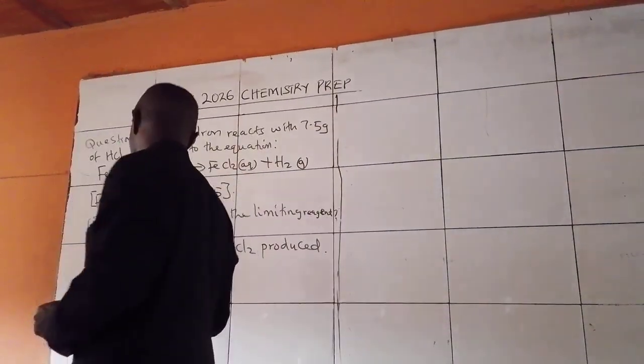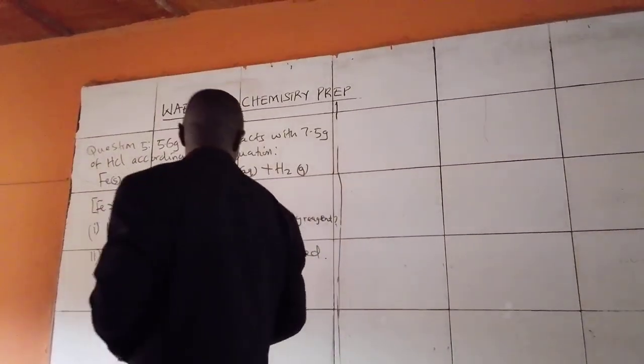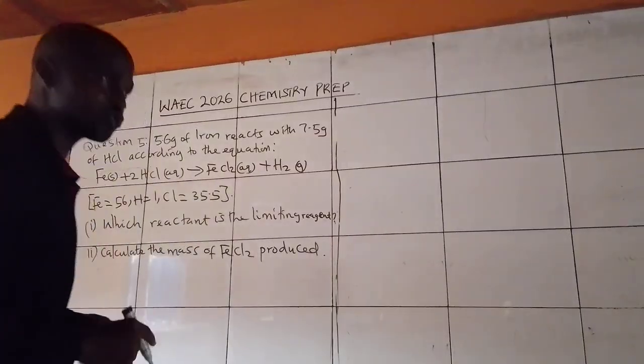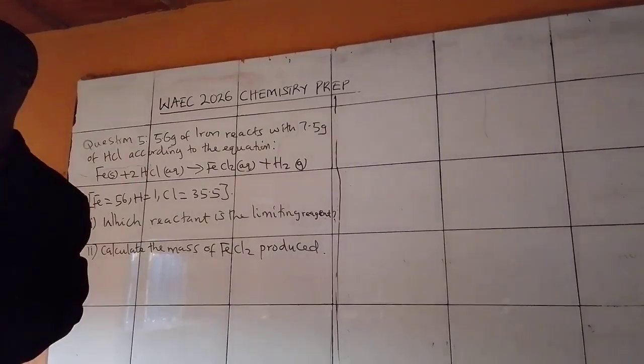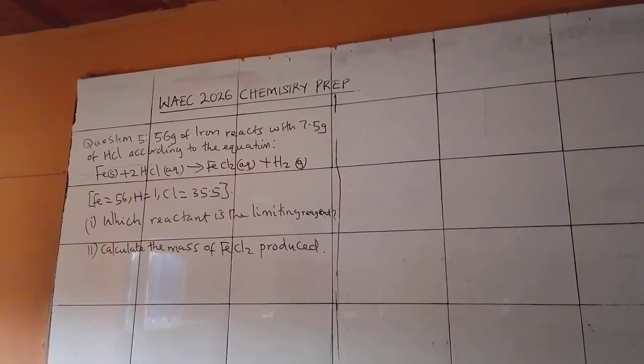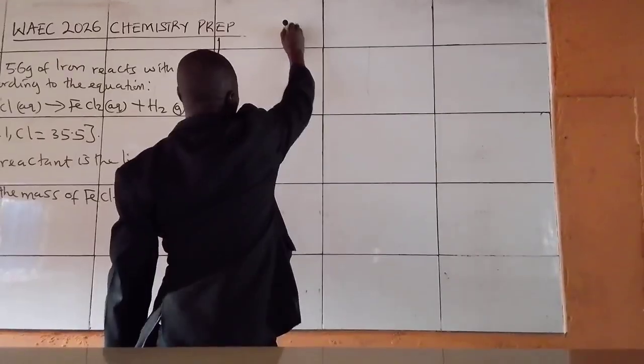Now the second question, for number 2, says: calculate the mass of FeCl2. That is, calculate the mass of iron(II) chloride produced. This is the solution.